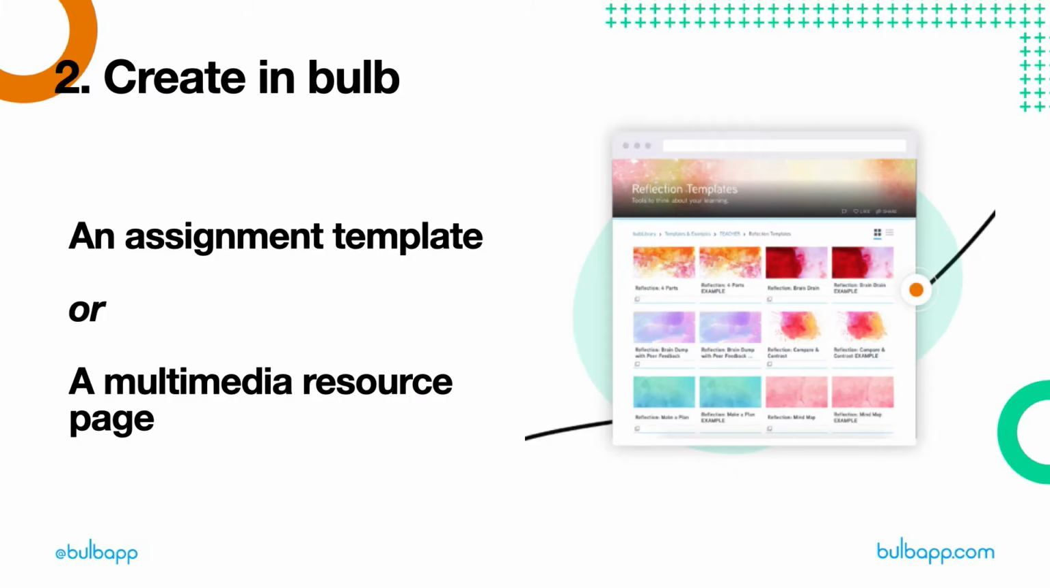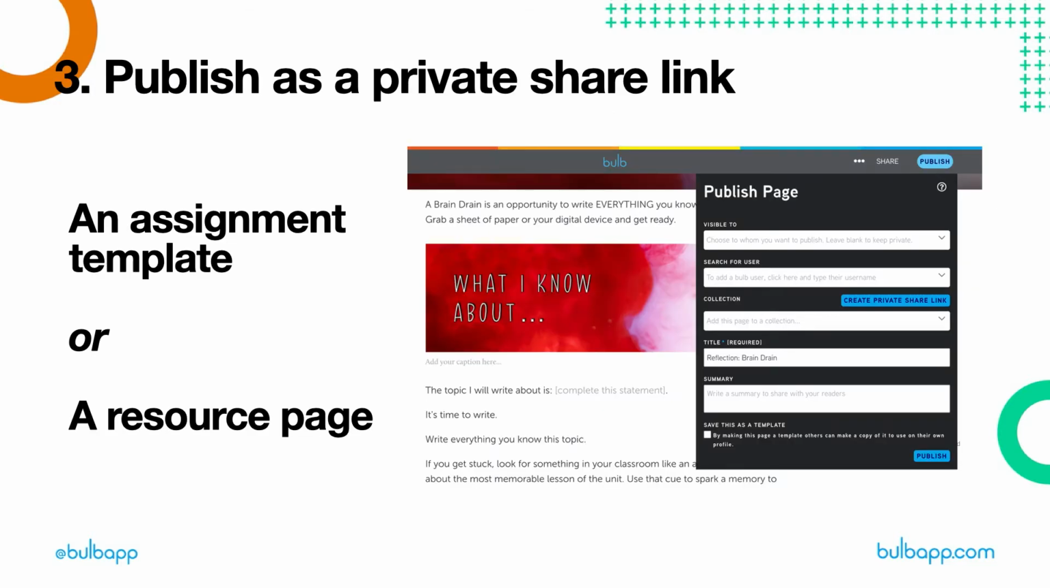Next, you will start by creating in Bulb. Create an assignment template or a multimedia resource page. A template is something you will want students to copy into their portfolio and edit and complete the assignment. A resource page is view only and showcases different links and media.